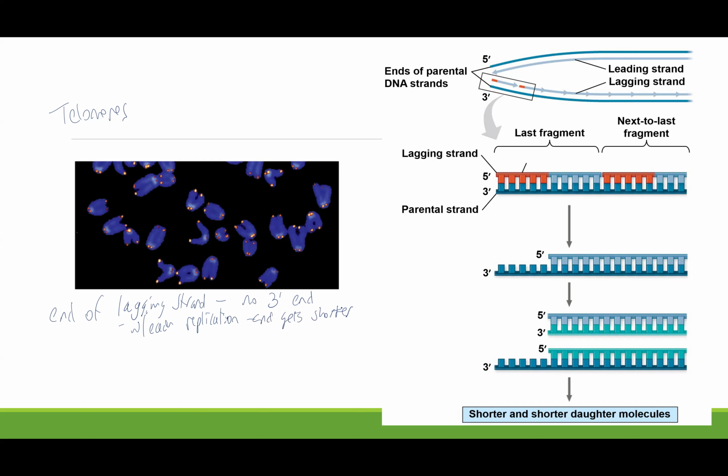Why would that be a problem? Your DNA, every time it replicates, you lose a section. Why would that be a problem? You're losing DNA. DNA has instructions that are needed to keep your body working. So if every time your DNA gets replicated, the lagging strand loses a piece, and it keeps getting shorter and shorter, that would be problematic. So the body copes with that in a couple different ways.